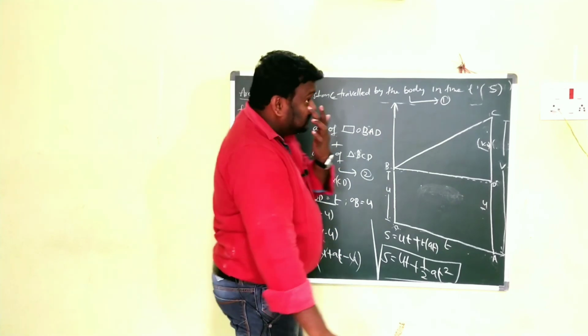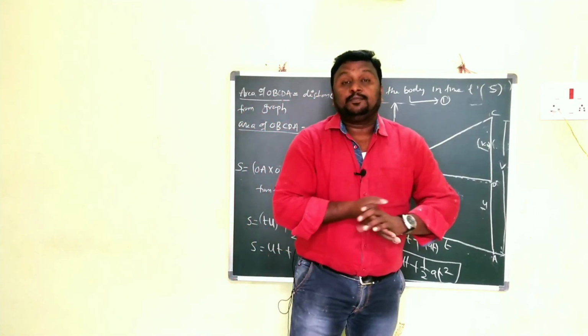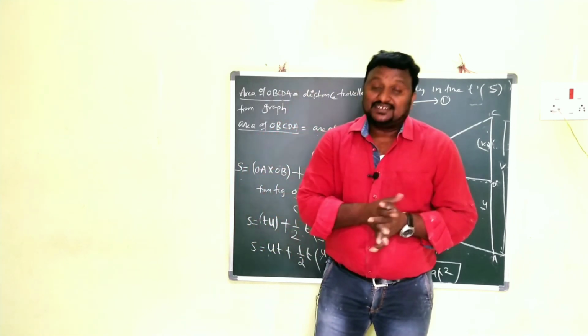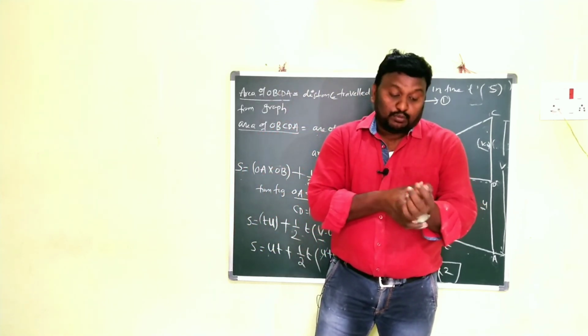So in this way, children, we can derive S is equal to UT plus half AT square by the graphical method. Children, I hope you understand.